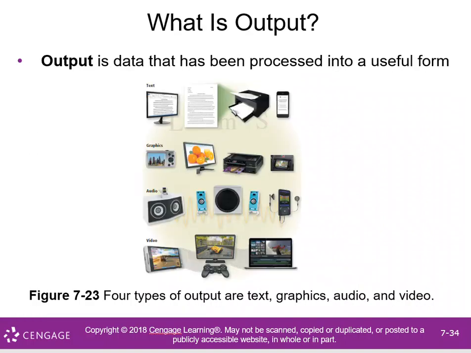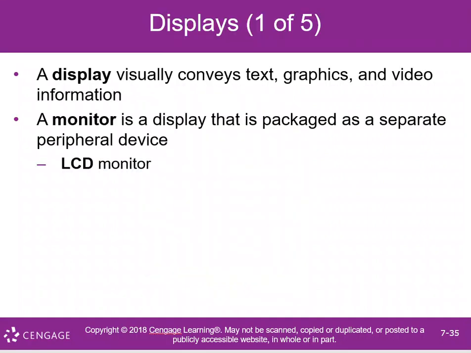Okay, tadi dah settle tentang input dan output. Output is data that has been processed into a useful form by the computer. Okay. So a display usually conveys text, graphics, video, information. A monitor is a display that is packaged as a separate peripheral device.